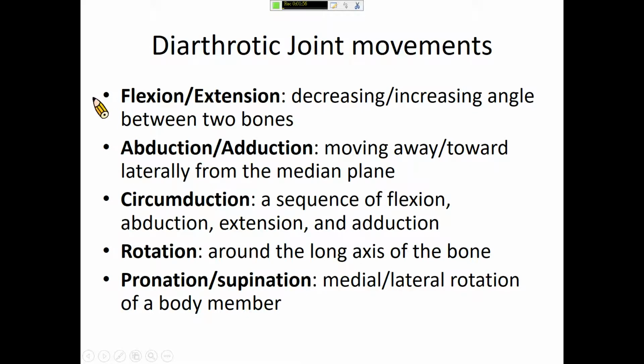The first type of joint movement is flexion extension. Flex means bend. You bend something. So normally we would say, if you decrease the angle between two bones, it's flexion. If you increase the angles, it's extension. So it works like this.